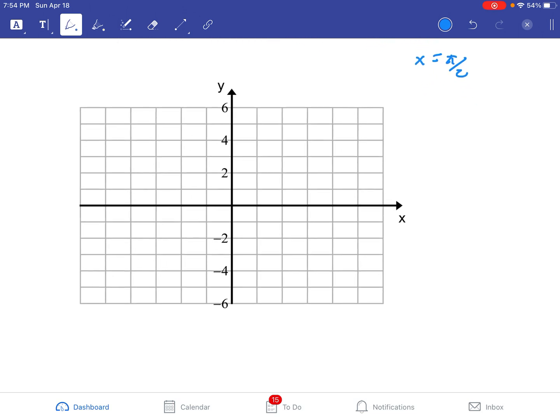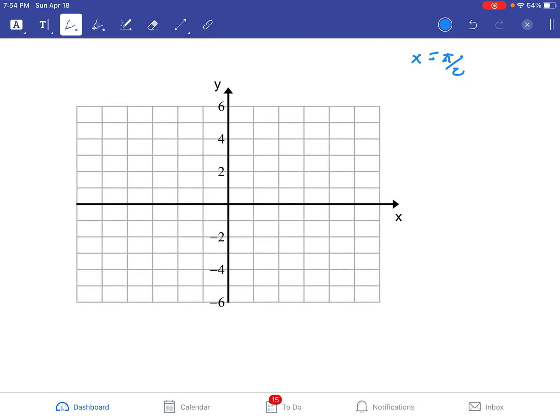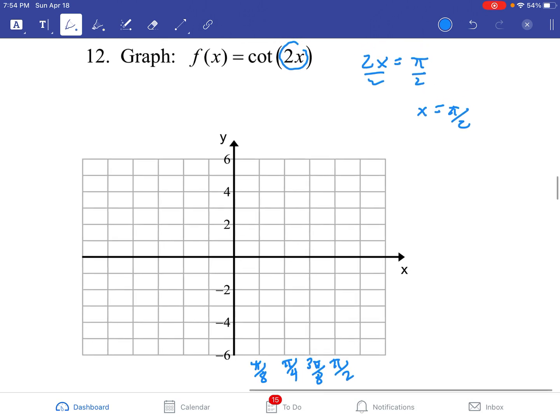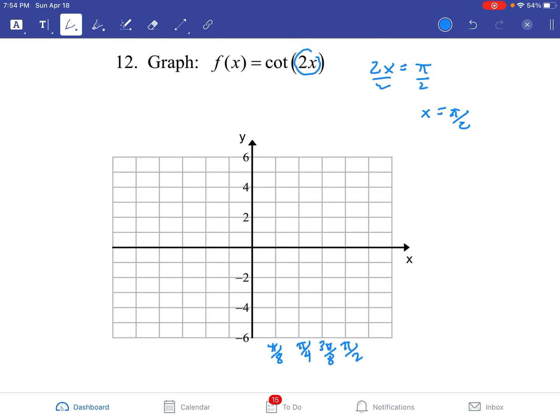All right, now, cotangent is not divided by the y-axis like tangent is, so this is pi over 2 at the end. Half of that is pi over 4. Half of that is pi over 8. 3 times pi over 8 is 3 pi over 8. So those are the intervals. Step 2, find a horizontal shift, which there is none. Nothing is being added or subtracted inside the parentheses. All right, so that means our asymptotes are going to be here on the y-axis and here at pi over 2.